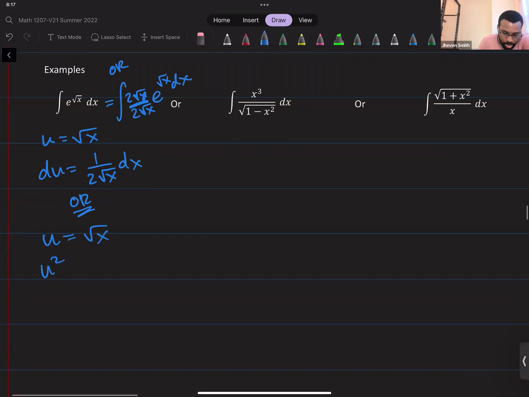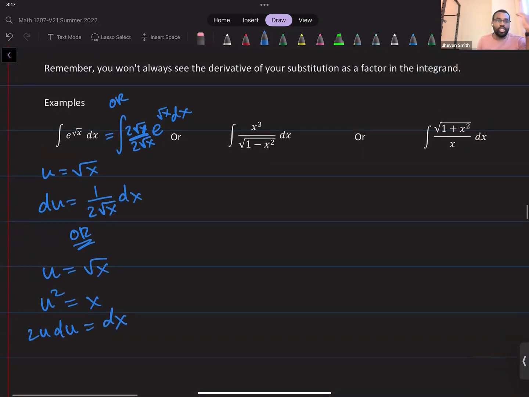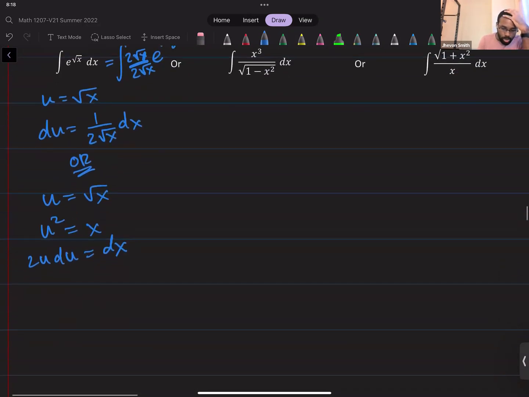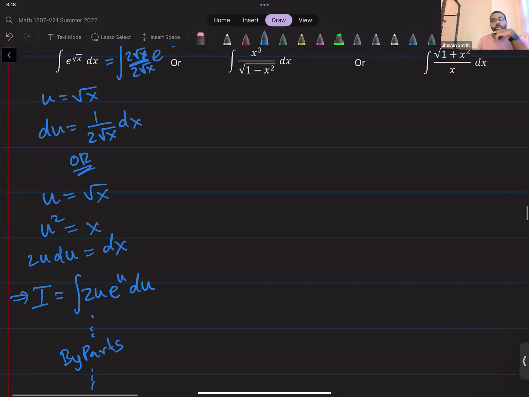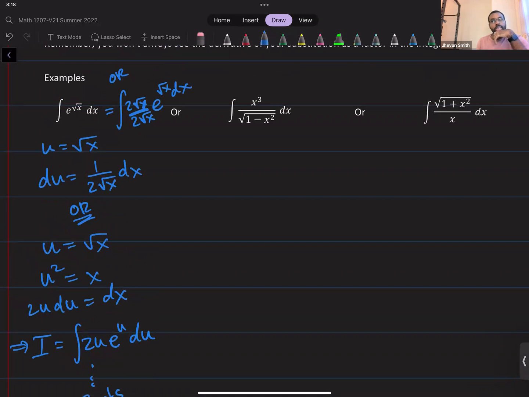So for example, you square both sides instead, then your 2u du can replace your dx, and you don't even need to see an extra rad x beside your dx for this thing to work. And so when you plug this in, you end up with the integral of 2u e to the u du. Which at this point, by parts is what you would try next. So that one is more doable because it puts you straight into a strategy, but the substitution would be what you would lead with.